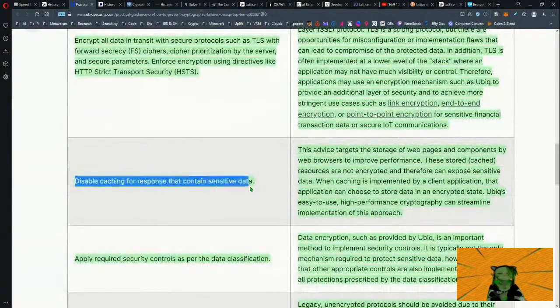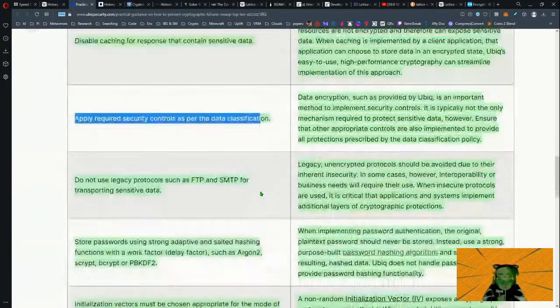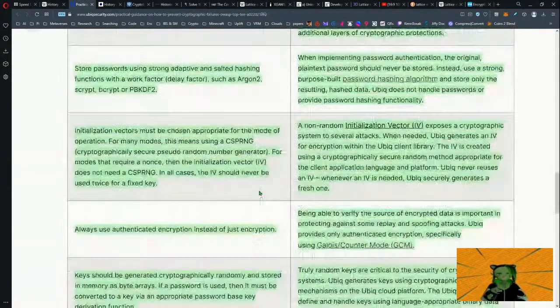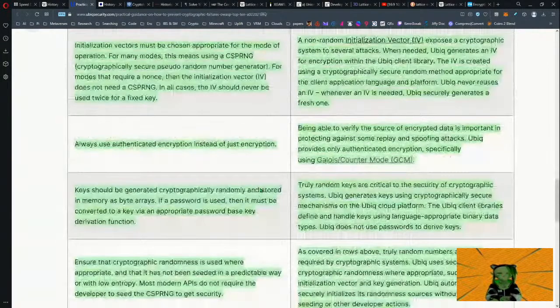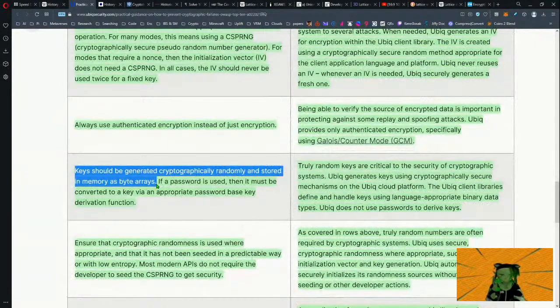Disable caching for, you know, sensitive data. That just means that there's not duplications of data points. Apply. So some of this, you can see, it starts getting to more factors that don't matter. But I think the ones that we've talked about were the most important ones to really keep, besides stuff like keys should be generated cryptographically, randomly, and without you choosing your bit arrays.